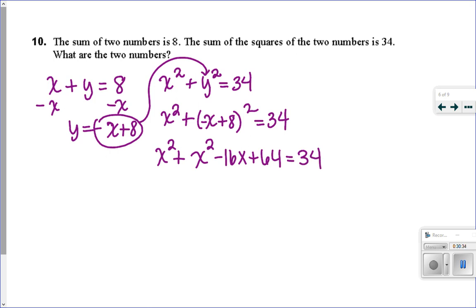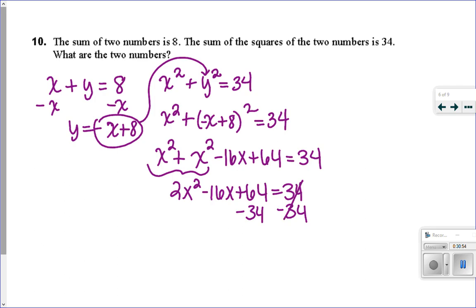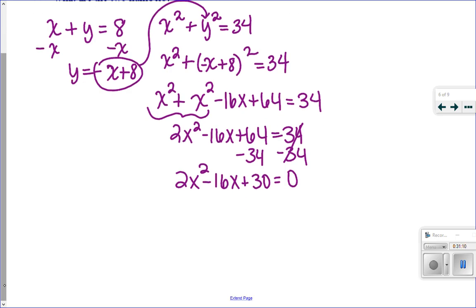Okay? And then I want to clean this up and set it equal to 0. So I'll combine my like terms. And then I'll take this trinomial here and set it equal to 0. I'll say, hey, 34, come on over. There it is, right? And then I'll have this much more comfortable feeling, because it looks more familiar to us with what we're working on now, a polynomial equal to 0. And this right here is going to allow us to use the techniques we've been using.